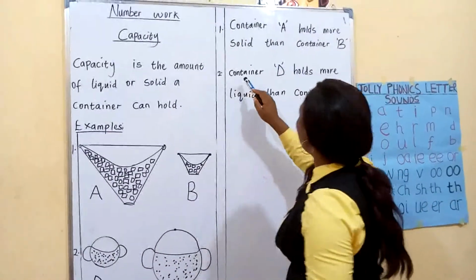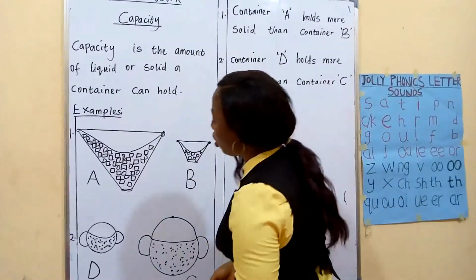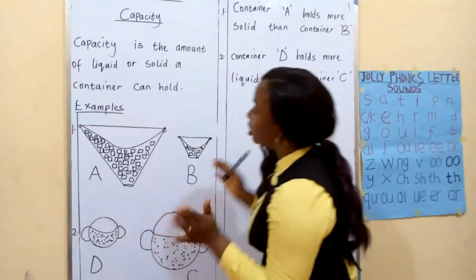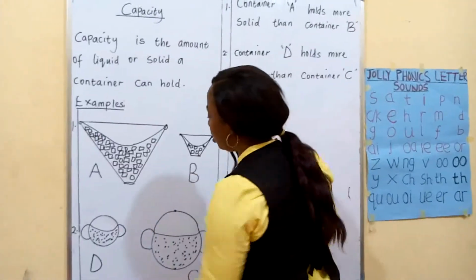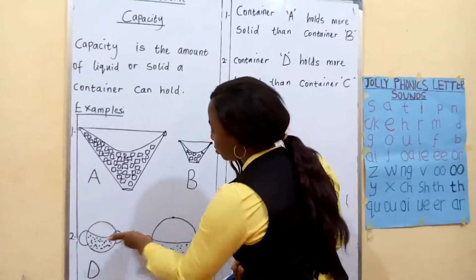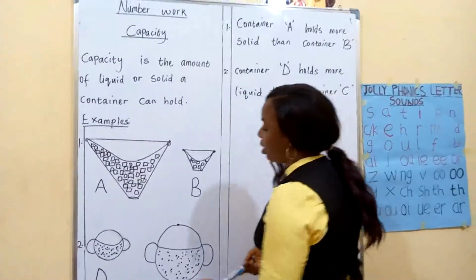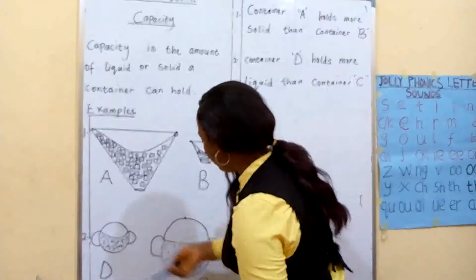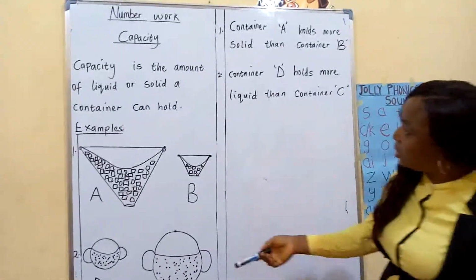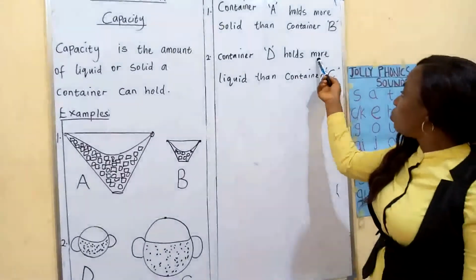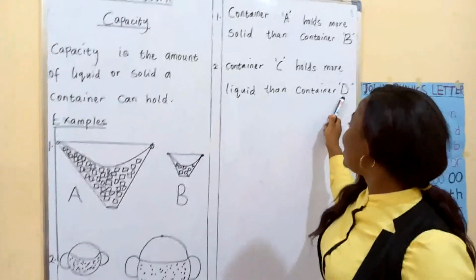And number two says container D holds more liquid than container C, because we had liquid in the second container and not the solid again. In the number two containers, we had liquid and not solid in the first. Okay, so now container C holds more liquid than container D. Look at it there.